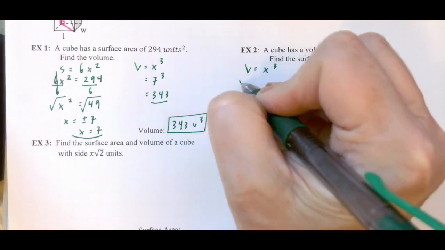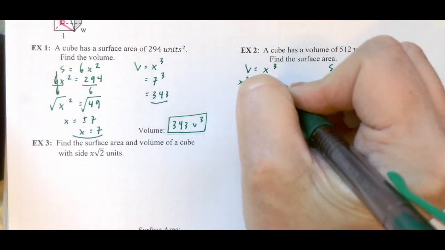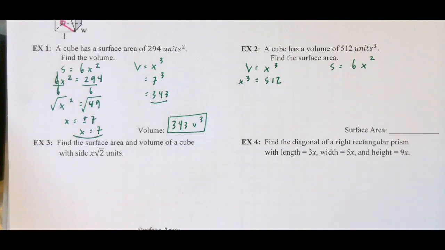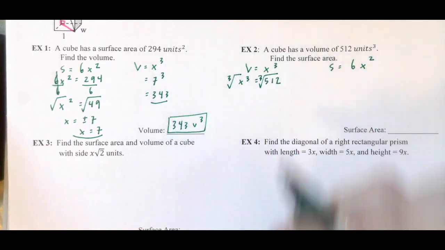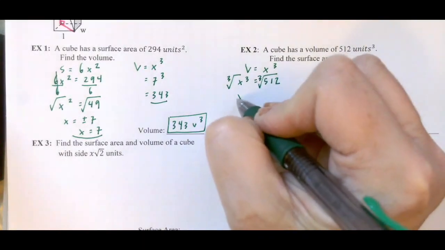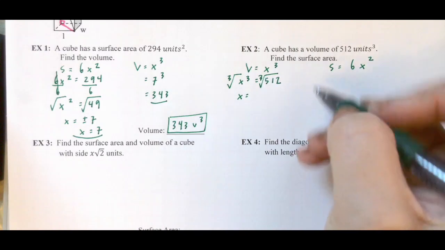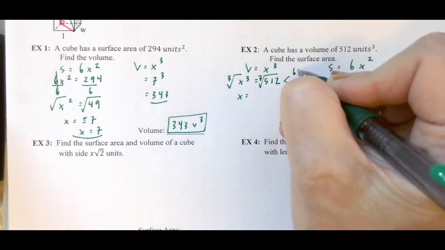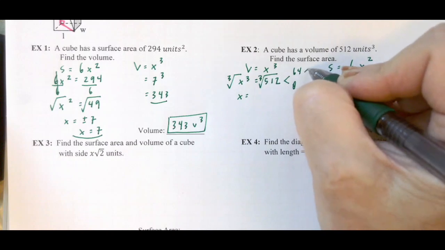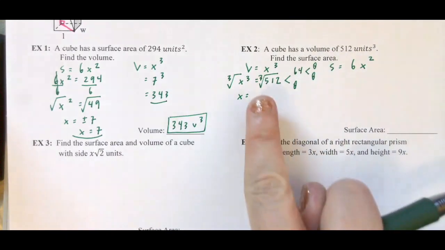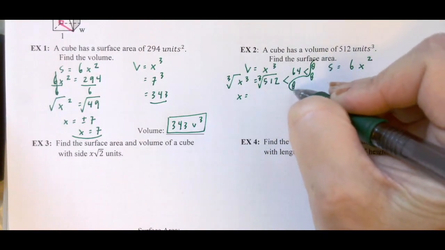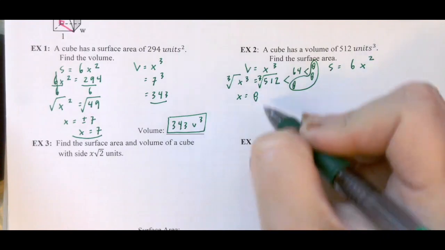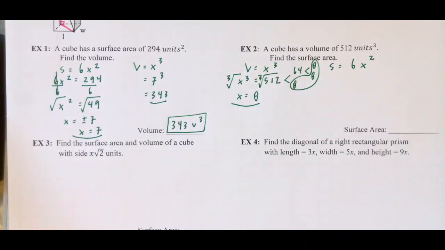So I know that x to the third power equals 512. So if I want to solve for a side length, I need to take a cube root of each side of my equation. So now x is going to equal, when I look at 512, 512 is 64 times 8, and then 8 times 8. So cube root, I'm looking for 3 of the same, and I see that group of 3 8s. So my side length is just 8. The cube root of 512 is 8.